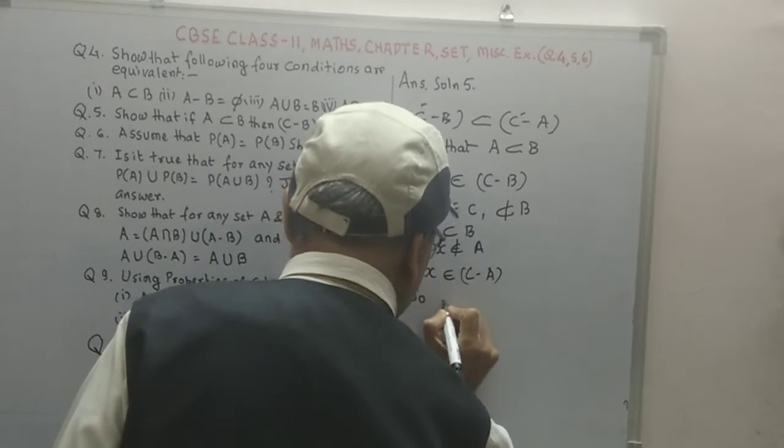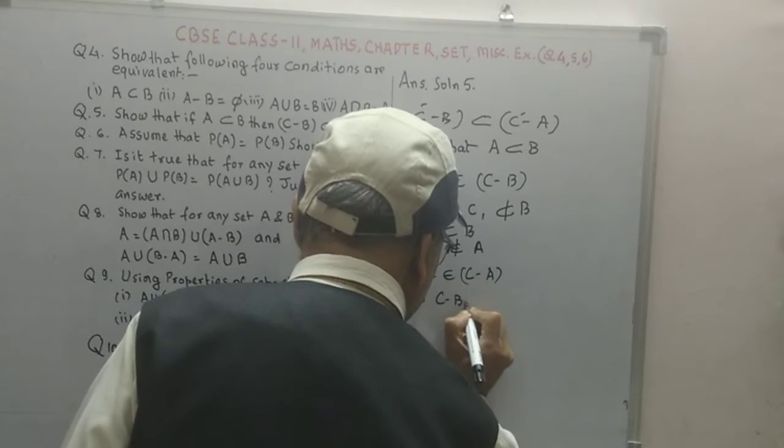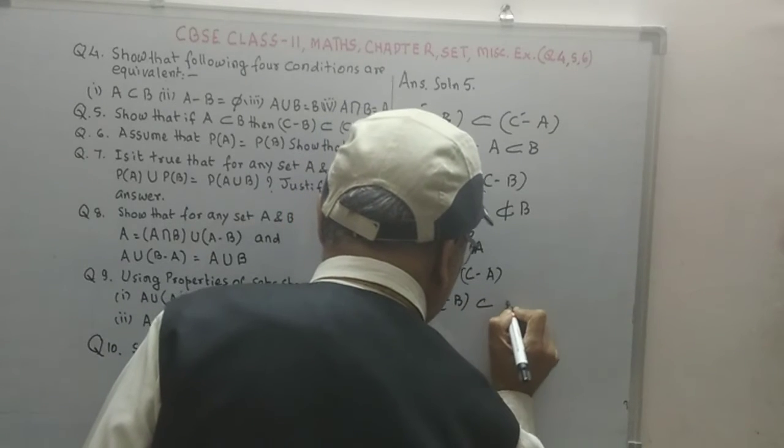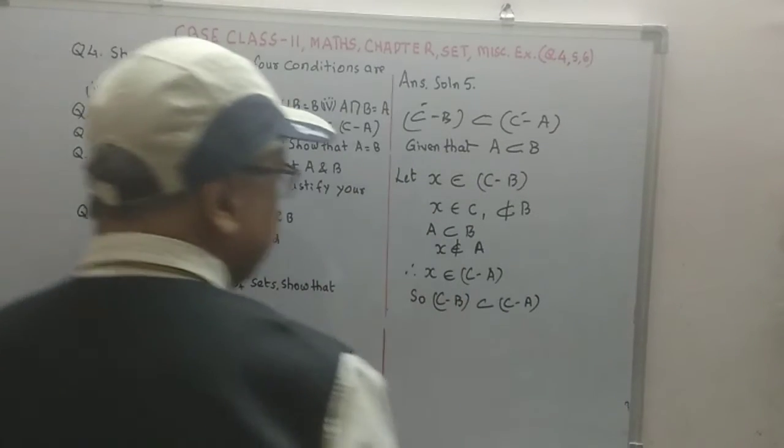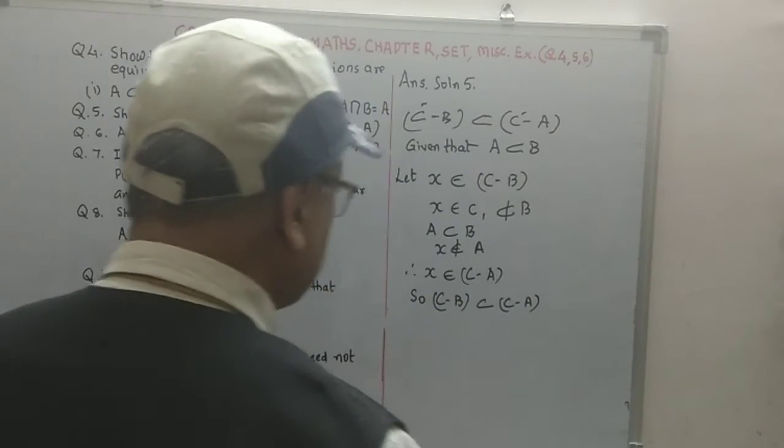So C minus B belongs to C minus A. Hence this is proved. Now we see numerically how this is possible.